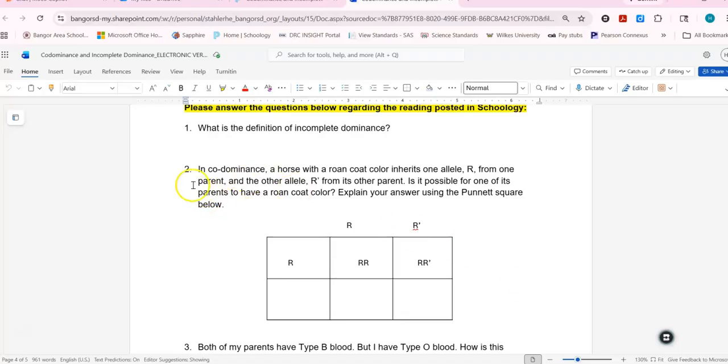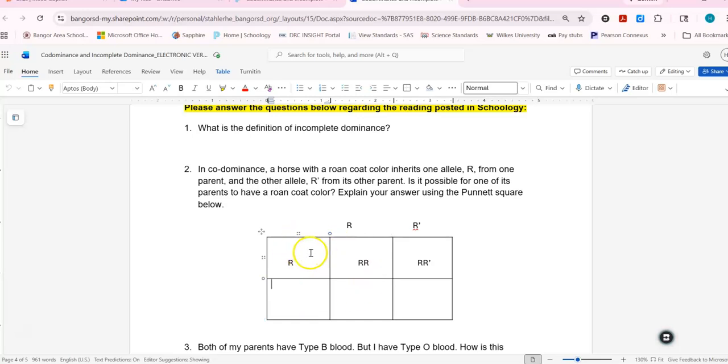And it is a little confusing. So in codominance, a horse with a roan coat color inherits one just regular R, or like capital R, from one parent, and the other allele, R prime, from its other parent. Is it possible for one of its parents to have a roan coat color? So there's a combination there. And I mean, you could do the second one.